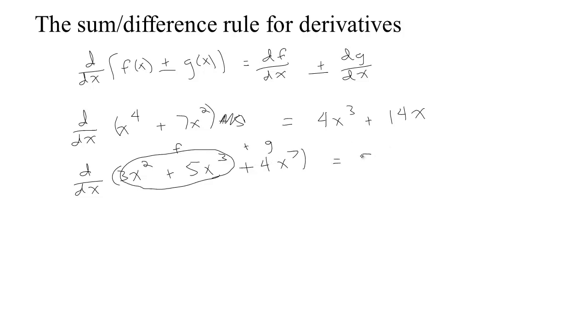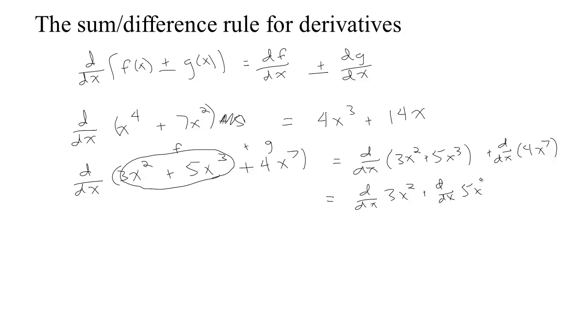We'll get the derivative of the first function plus the derivative of the second function. But of course the derivative of this sum would just be the derivative of the first function plus the derivative of the second function. And then we still have tagging along here the derivative of this 4x to the 7th here.